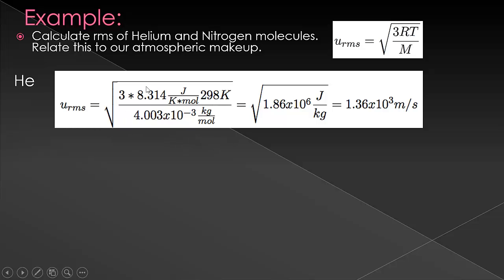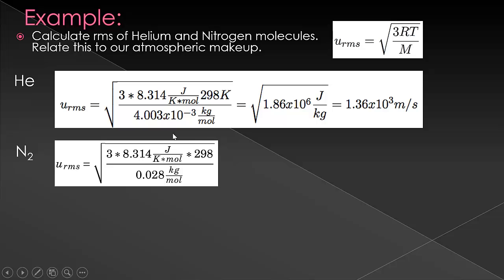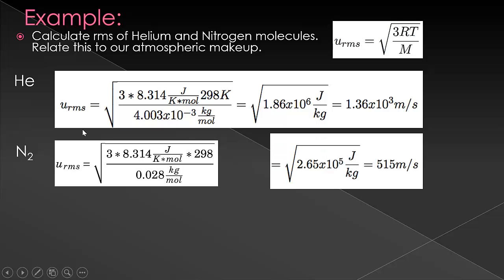And then we put in our mass. For helium, that's 4. Notice I had to convert this to kilograms because joules has kilograms in it. From here, we type into the calculator, we get our answer, and we know our speed of helium. Now we can do the same thing for nitrogen. We plug everything into our equation, remembering to use Kelvin, remembering to use joules per Kelvin mole, and remembering to convert this to kilograms per mole, not the grams per mole that's on the table. We get our answer, and we end up with 515 meters per second.